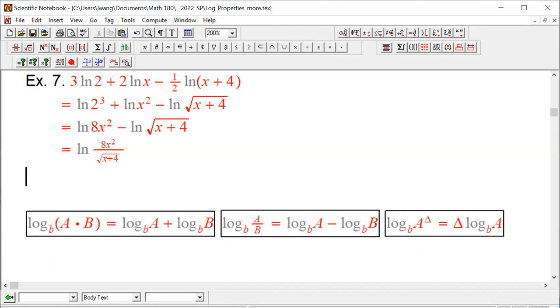All right, so those are the examples of making a single log. Okay, so once we are able to make a single log, we can do a lot more things now. So in the future lessons, we're going to cover what more we can do.